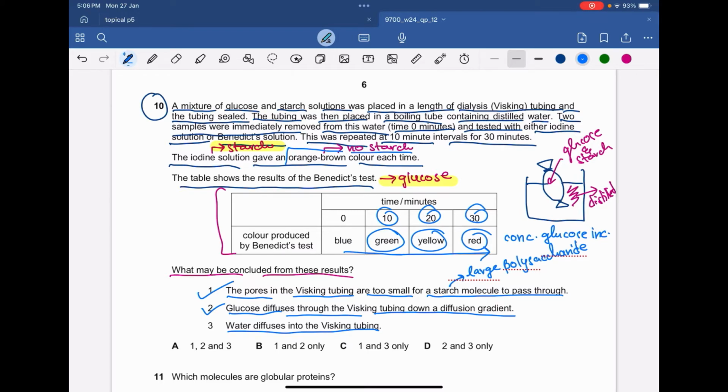They have not discussed whether the water is diffusing in or out of the whisking tube. They have just given the reference to the glucose and starch. We have been asked what may be concluded from these results. So we cannot conclude whether water diffuses into the whisking tube or out of it. Alright, so the answer over here would be option B, 1 and 2 only.